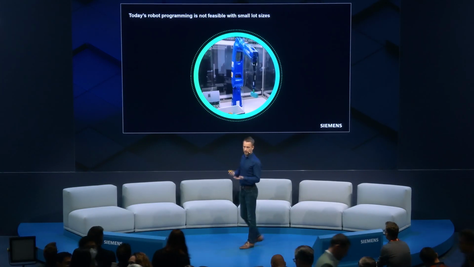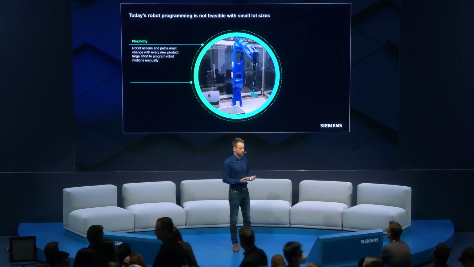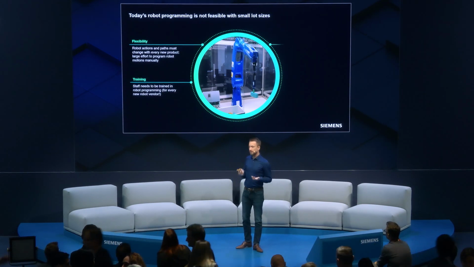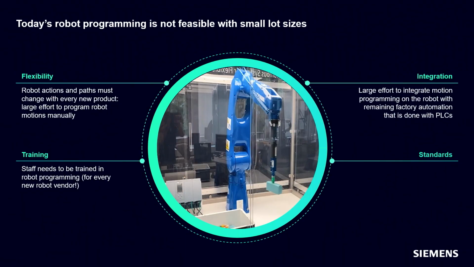Let's take a look at the challenges that this poses when we want to do this with today's robot programming. First, there's a lack of flexibility in today's robot programming paradigms. You need a lot of training for your staff to be able to program robots. There's a quite large integration effort between your robot system and your surrounding automation equipment. And then there's finally a lack of standards. Let's take a look at the lack of flexibility.